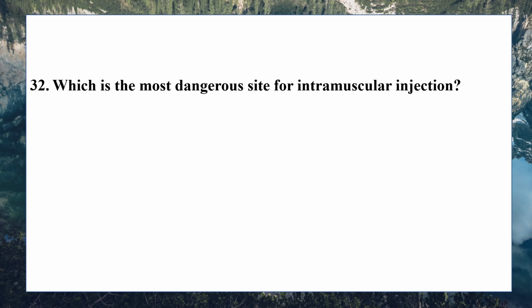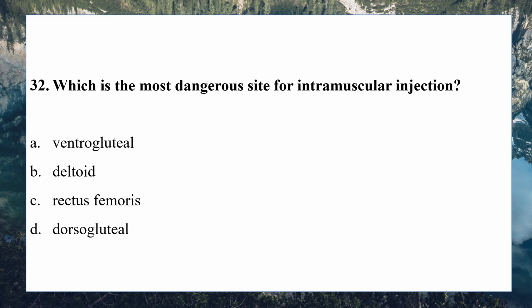Which is the most dangerous site for intramuscular injection? Option A. Ventrogluteal. Option B. Deltoid. Option C. Rectus femoris. Option D. Dorsogluteal. Answer is D. Dorsogluteal. So with the dorsogluteal intramuscular injection, there is a chance of damaging the sciatic nerve, and with that the patient will have complete paralysis of the muscle which is supplied by the sciatic nerve, and the person may have sensory loss and also paresthesia.